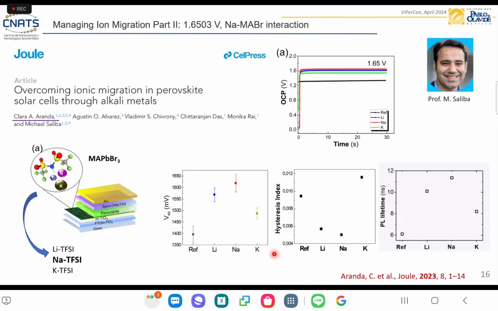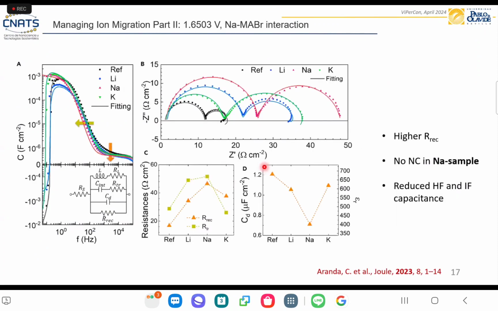But then we analyzed the hysteresis index just to check, and of course, the lowest hysteresis corresponded to the sodium. The same happened with the PL lifetime. The highest one corresponds to the one with the highest VOC. But we need to know why this is happening. So we analyze, of course, with our second main tool, the impedance spectroscopy.